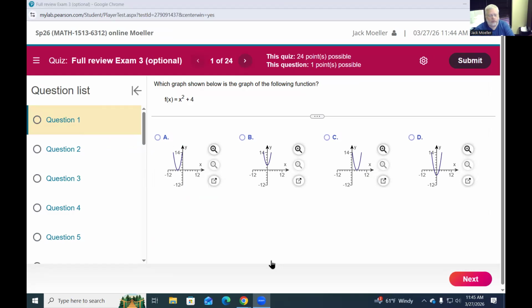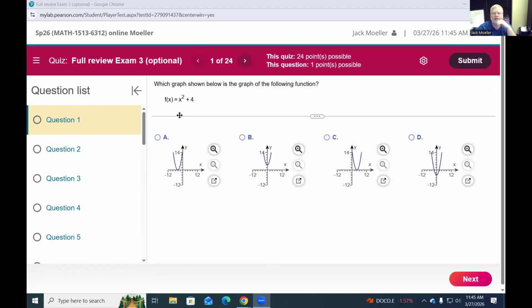So I always like to try to start off the test, if I can, with a relatively basic question. So here: what is the graph of x squared plus 4? What does that look like? It's a matching question. All right, so there's a couple of ways you can do this. You can either think of this as x squared being transformed, or you can think of it as a vertex problem and figure out where the vertex is.